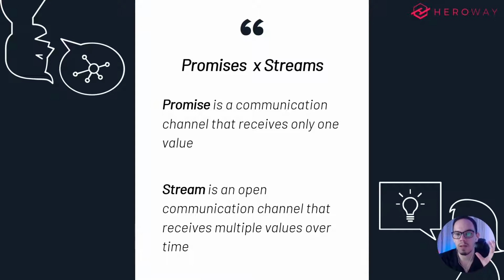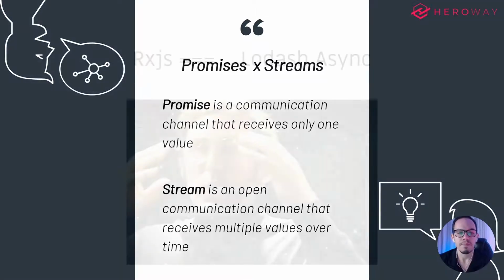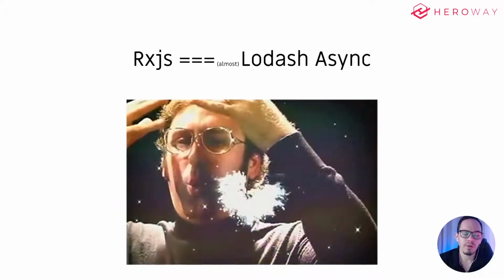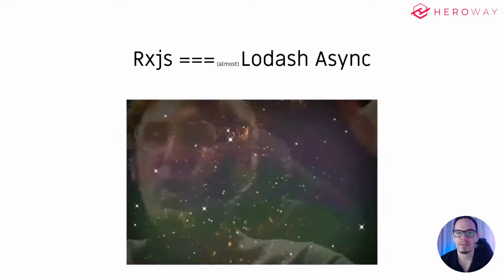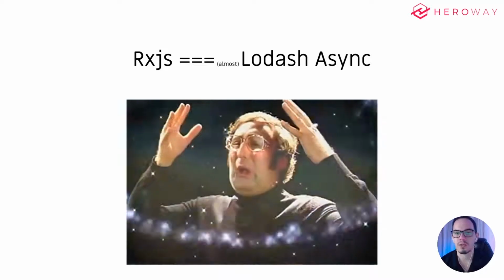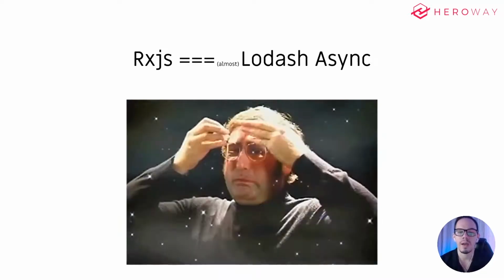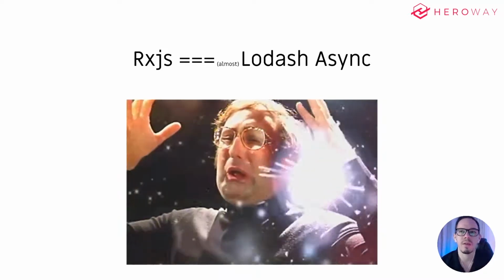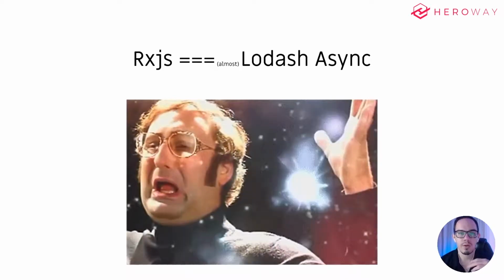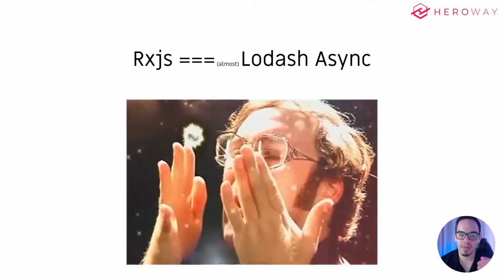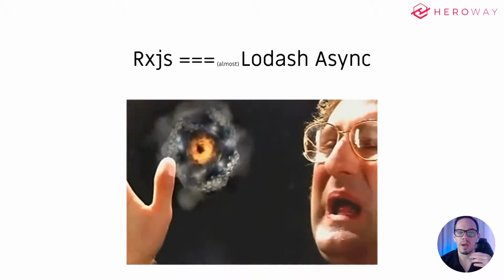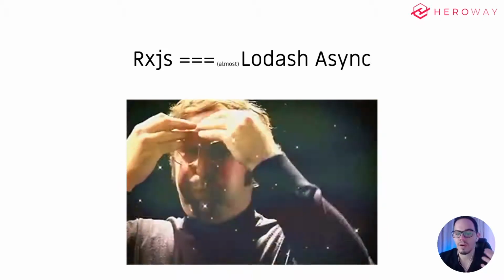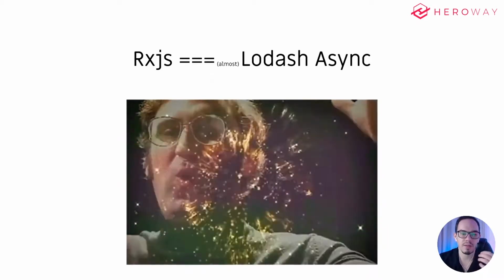So this is the main difference between those two. A promise just receives one value. On the other hand, a stream receives many values. Okay, well, once that's said, we can think that RxJS is almost a Lodash for asynchronous code. It's very important to understand because we can create very complex, very difficult things through RxJS. It's very important, very interesting.